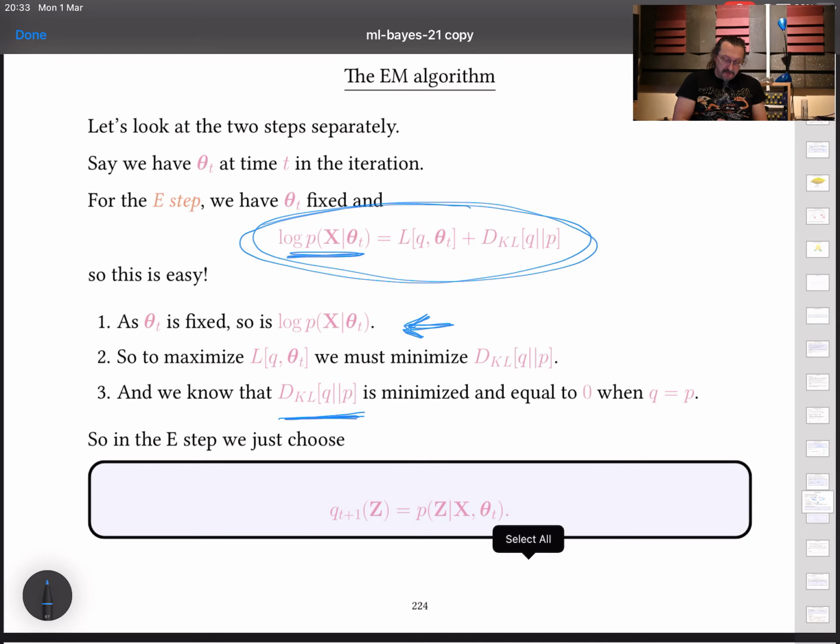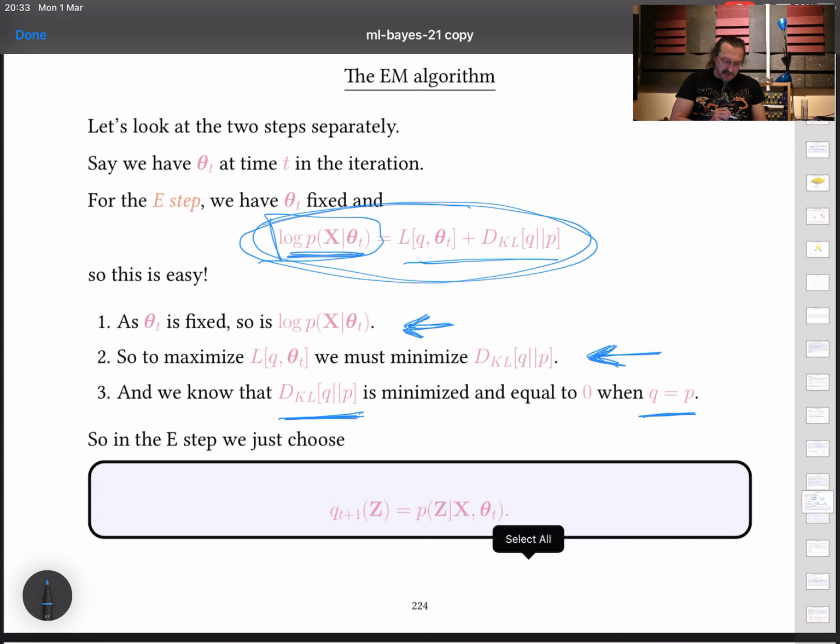The KL distance is minimized and equal to 0 when P and Q are the same thing. So if I want to maximize L, I minimize the KL distance, because this guy is fixed, and we have this on the right hand side. If I want to make L as big as possible, I make dKL as small as possible. Making dKL as small as possible would make it 0, and that happens when P equals Q. Easy. We just make Q equal to P.